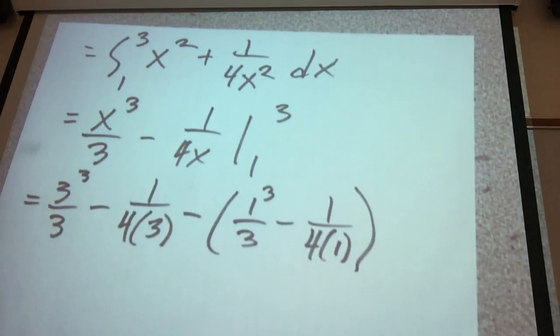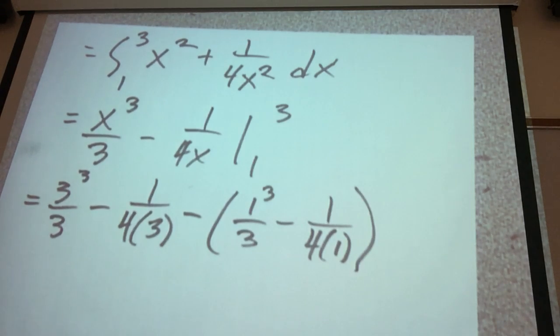Let's close those parentheses. And like I've said in the past, if you leave your answer like that on the test, that is a perfectly acceptable answer in my class, okay? All right, so that's arc length.